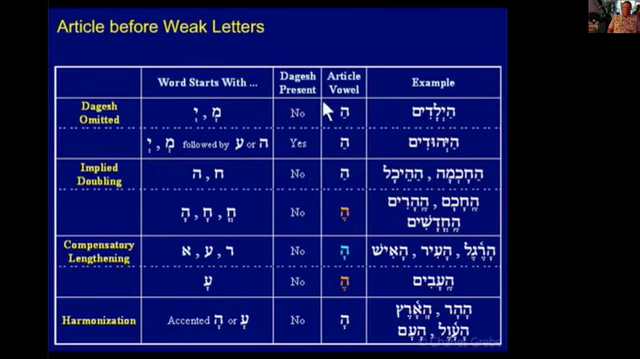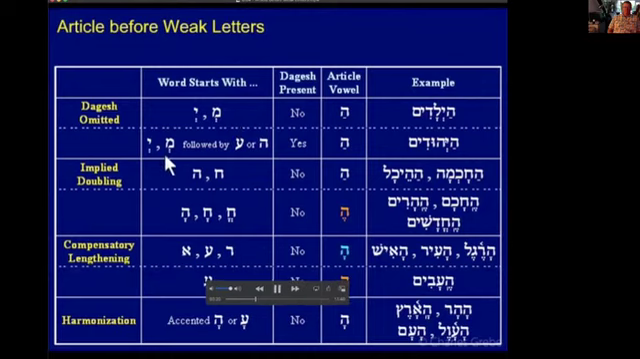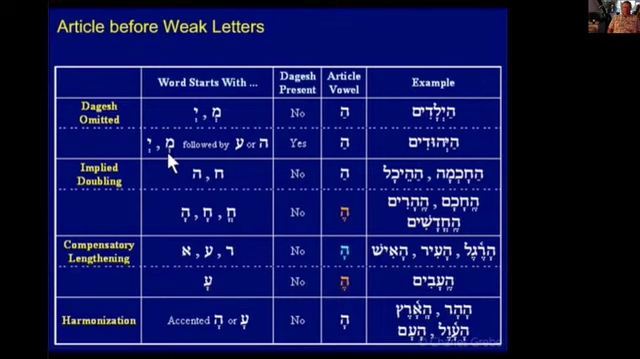Now, there is an exception to this rule. The exception is that if... I'm going to pause here for a second. He says the yud and the mem, but it is important to note the yud followed by a schwa and the mem followed by a vocal schwa.